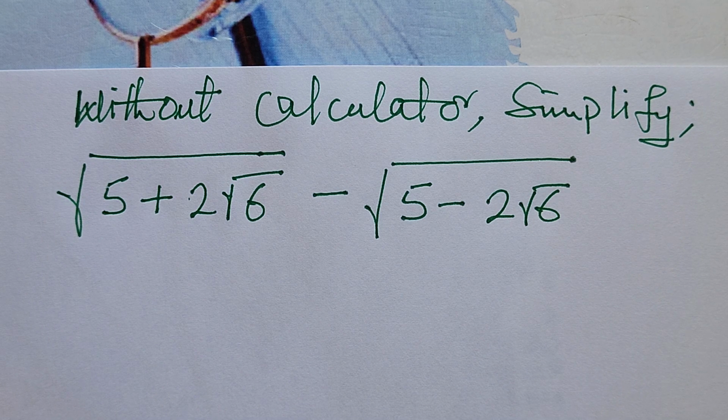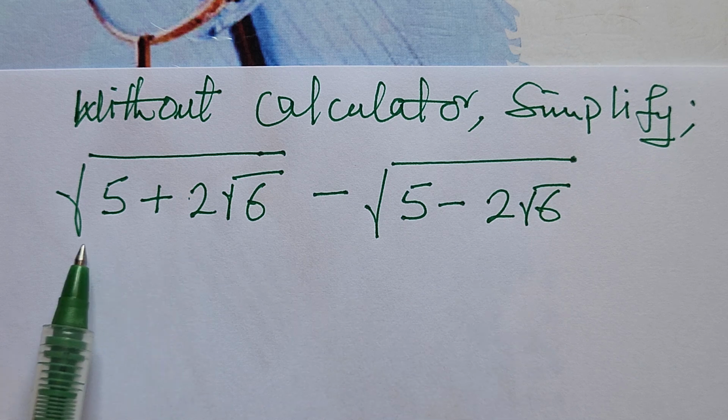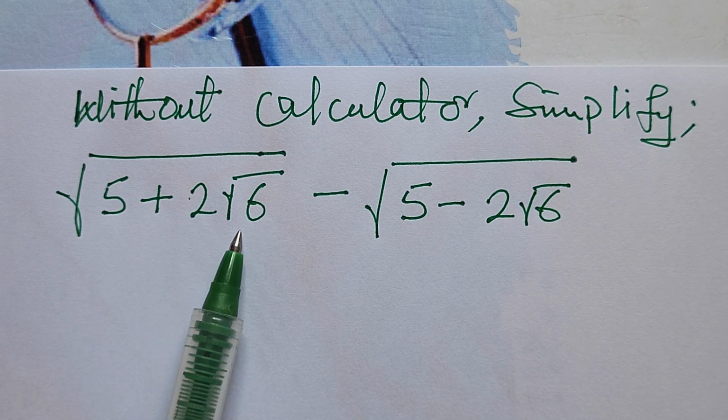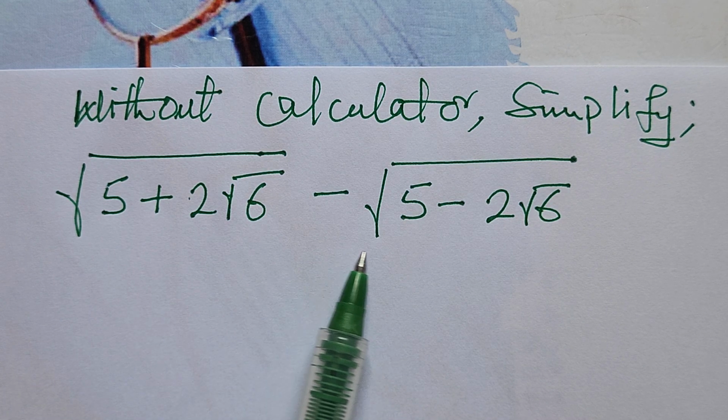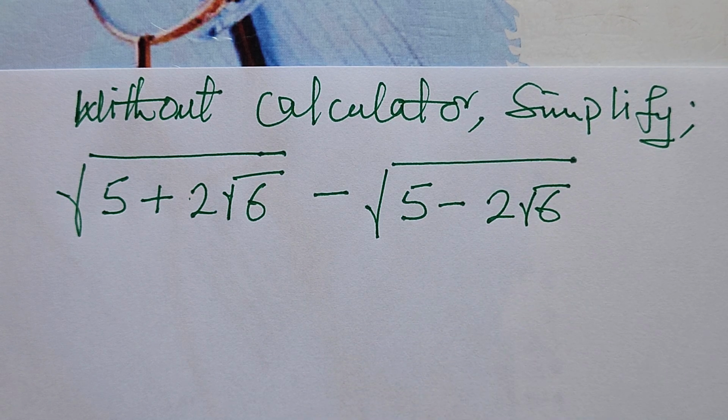Today we have this nice radical challenge before us here. The question is: without calculating or simplifying, compare the square root of 5 plus 2 times the square root of 6, minus the square root of 5 minus 2 times the square root of 6.